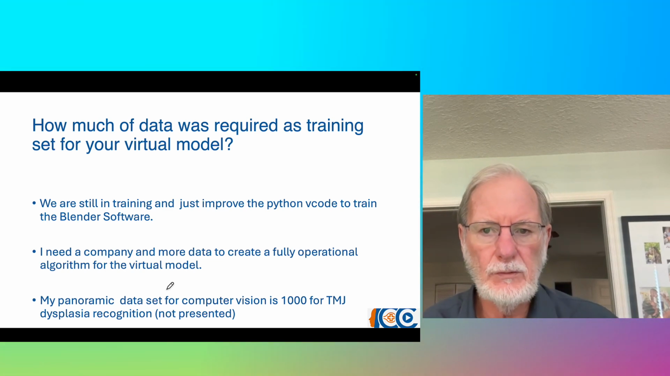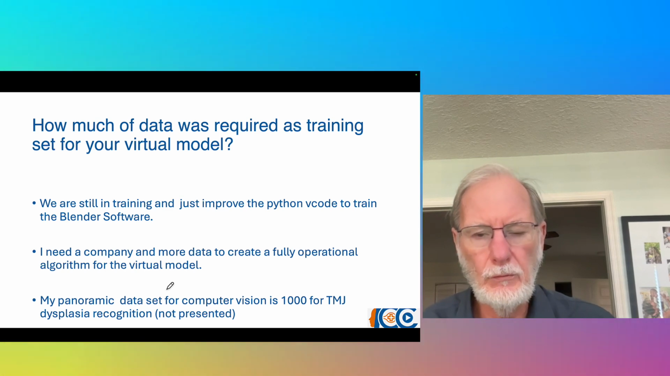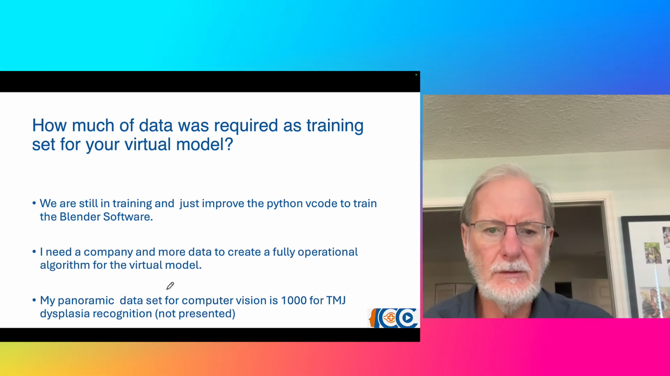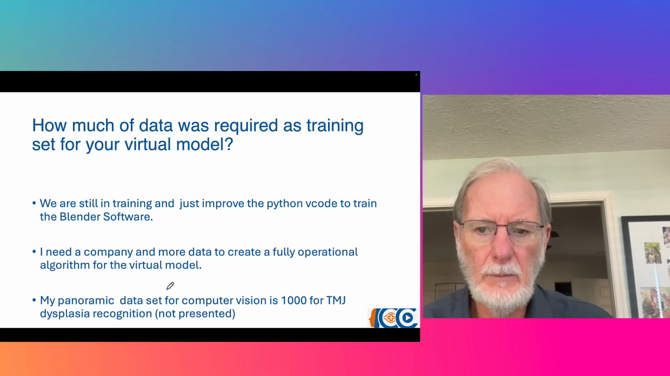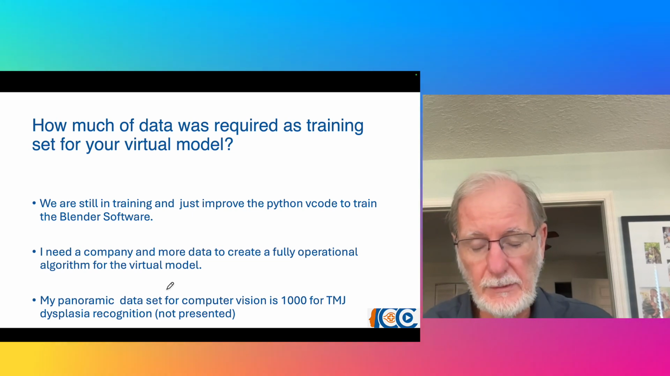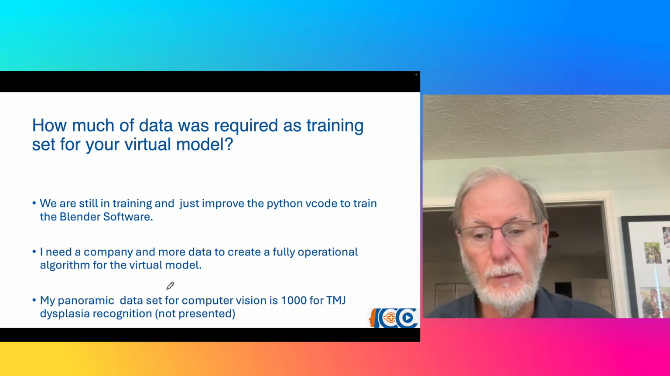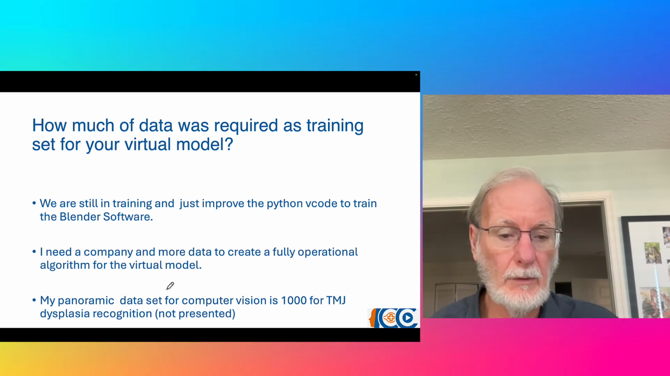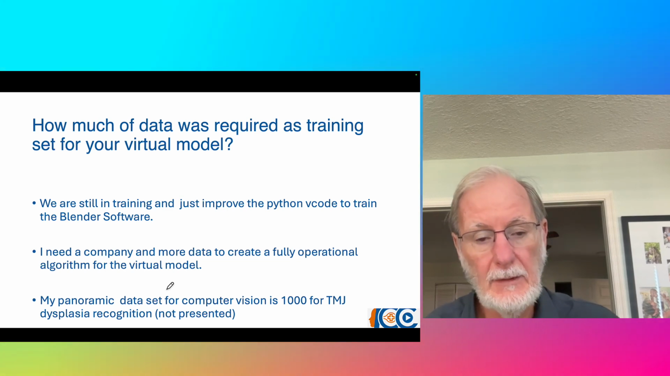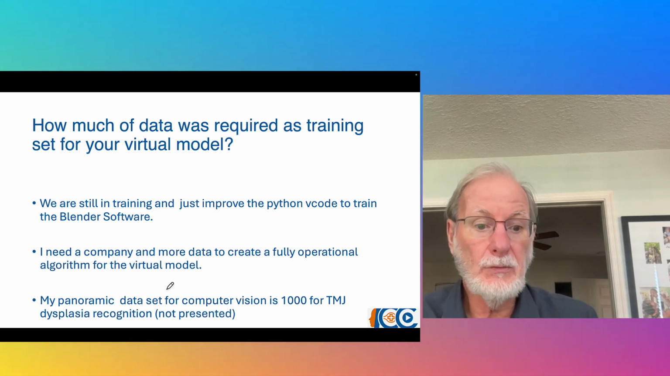So how much data was required as training set for your virtual model? Well, first of all, my virtual model is still a prototype. We are still in training mode, using Python code to train the Blender software. And I need help, exactly as I told you, now I need computer scientists, I need data miners, I need a ton of people to help me if we're going to have a fully operational algorithm, the virtual model. At the moment, it's still two friends working together at night. So we're not going very fast, but it's working. So we're in the training phase.